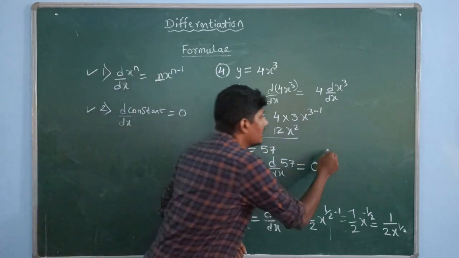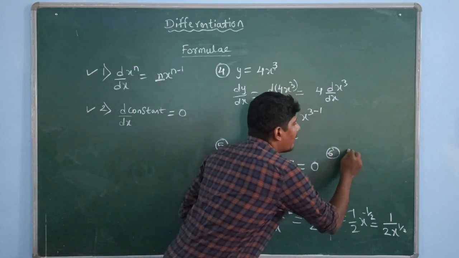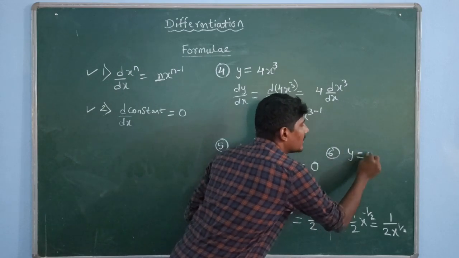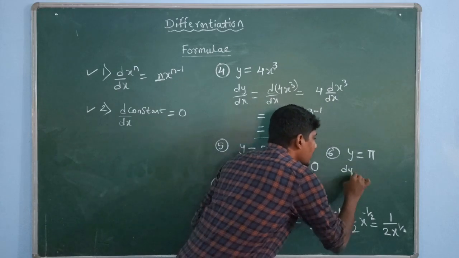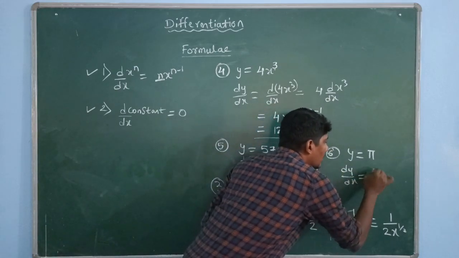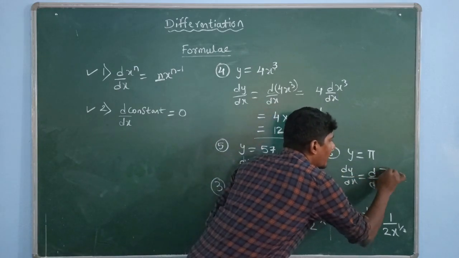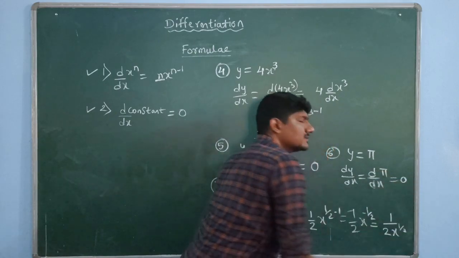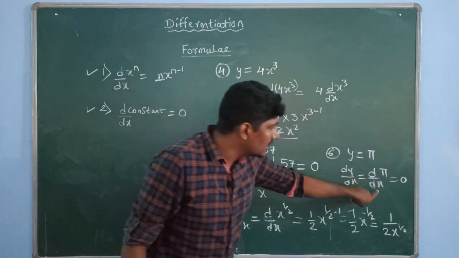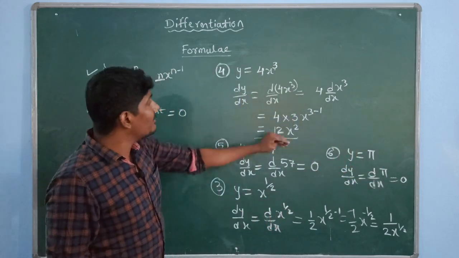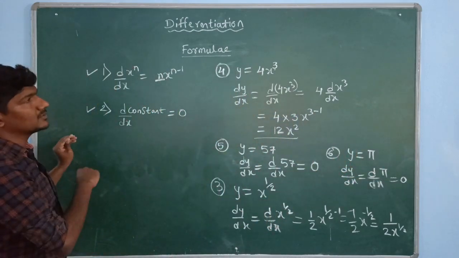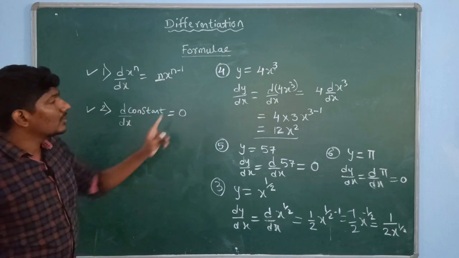Now similarly, if you consider y equals pi, you can take any constant value. Pi is constant, we already know. So dy by dx, d by dx of pi, what is this? Again 0, pi is a constant value. It is not going to change with respect to x or anything. So it is 0. These are some examples you can go for.